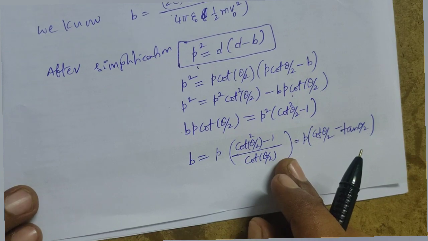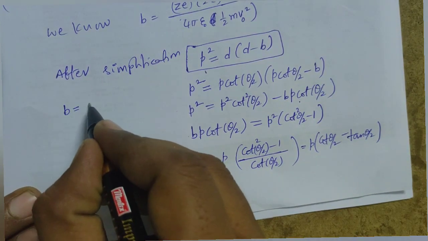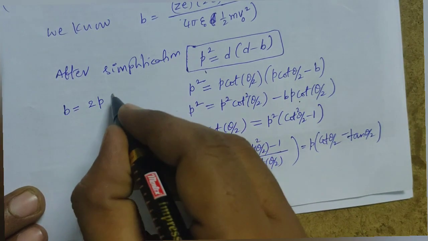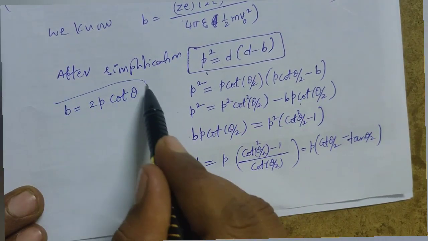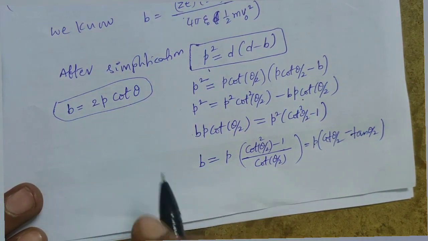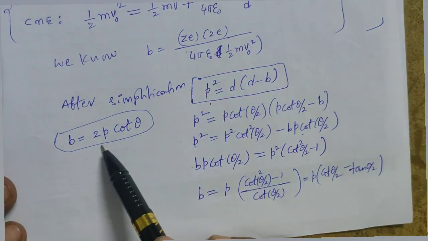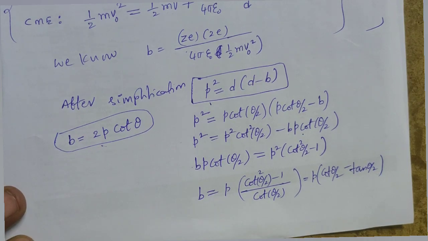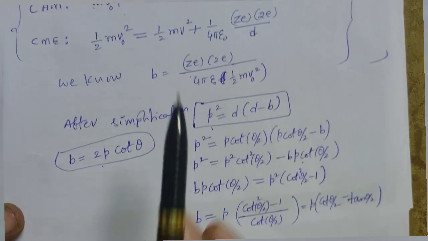After that I'll get simply the B value: B will be equal to 2P into cot theta. We require only P. So P will be equal to, from here I'll substitute the B value, which I have written here. Then what I'll get is the P value with cot theta. Now it is time to convert our theta in terms of phi.